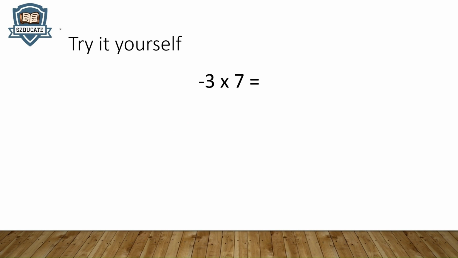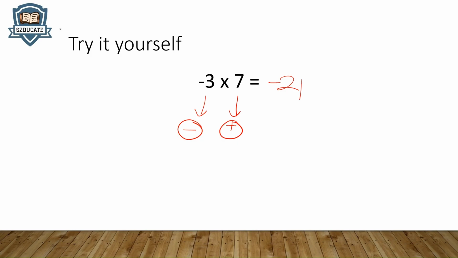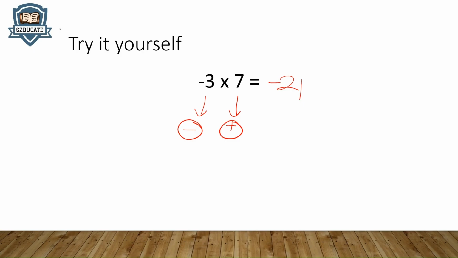Minus 3 times 7. Again, pause and then restart the video. No, as in continue the video. Minus 3 is negative. 7 is positive. So the signs are different. Your answer is negative. 3 times 7 gives you 21. You got it?